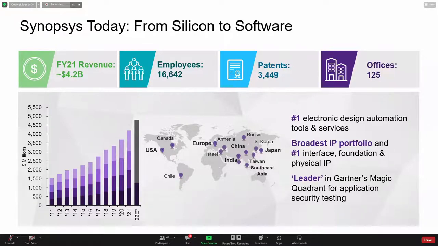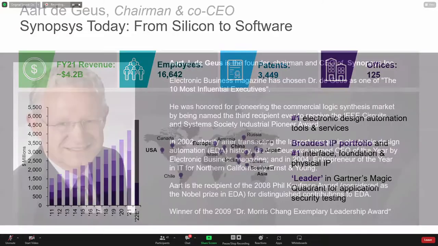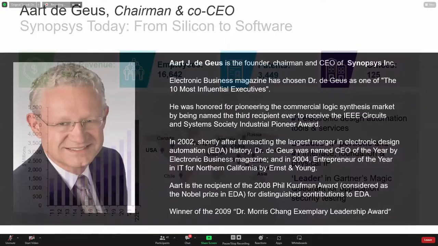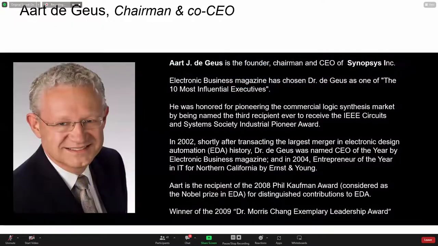Many companies are defined by the culture and the leadership at the top. Dr. Aart de Geus is our chairman and co-CEO. He is also the founder, right from inception. So he has been the Synopsys leader, and he is a well-respected and well-known person in this industry.